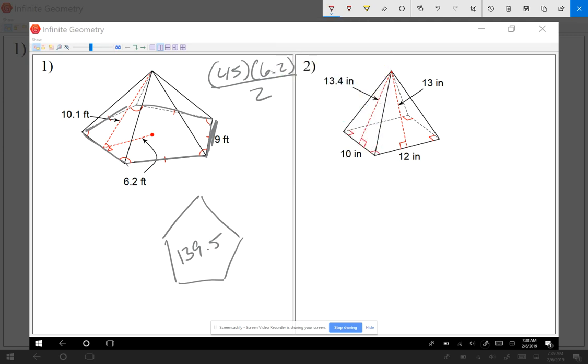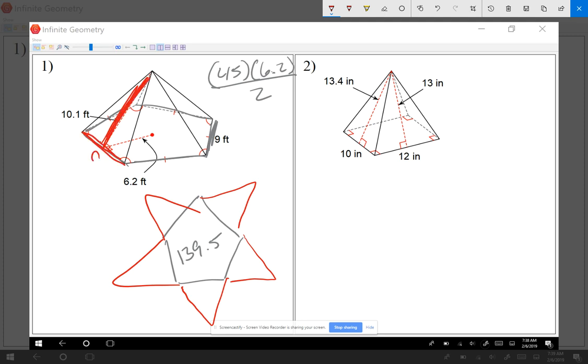Now I have to worry about the triangles. There is one triangle on each side. Now for the triangles, I see a 10.1 and this side at the bottom, which I know is 9. Because I said each side at the bottom is 9. I'm looking for the two numbers across 90 degrees. And I know for that triangle, I'm going to go 10.1 times 9 divided by 2. So 10.1 times 9 divided by 2, it gives me 45.45 for each.